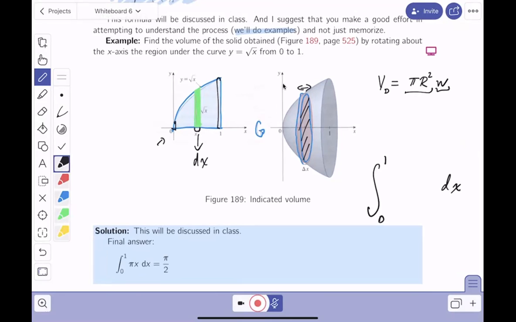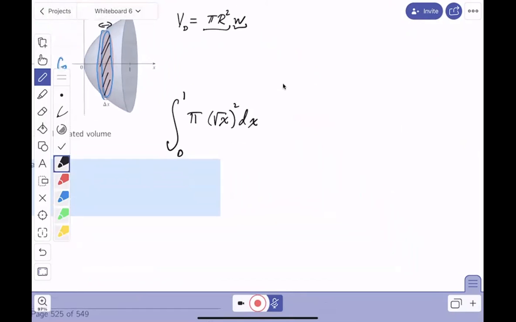Then the question is, what's this thing over here? It's pi times the radius of the disc squared. And what's the radius of the disc? If you thought about it, it's just the function's value at x, which is root x. All right, I have my integration set up. I'm going to do the integration now. So what do you get? 0 to 1, pi x dx, integrate to pi x squared over 2.